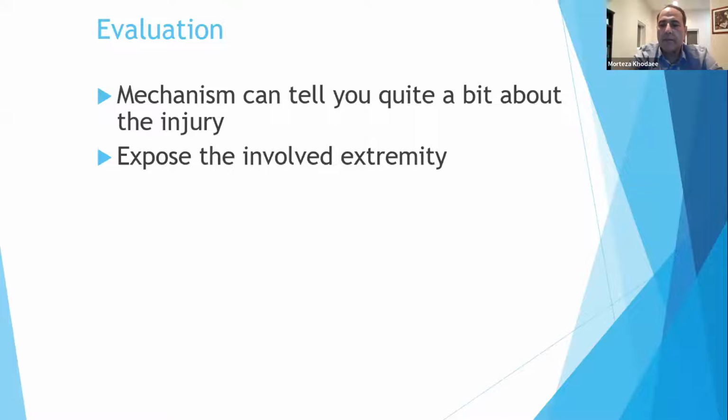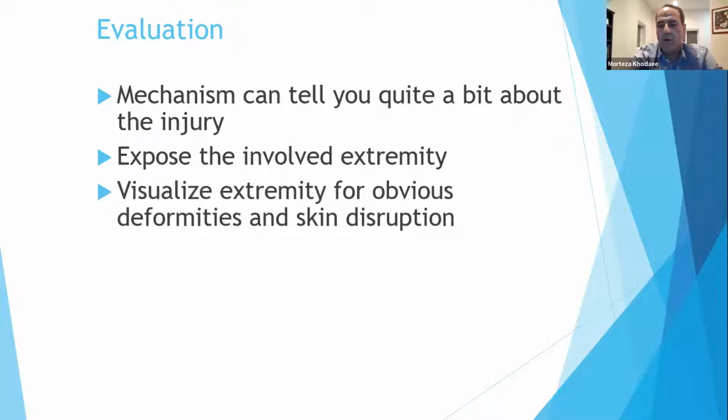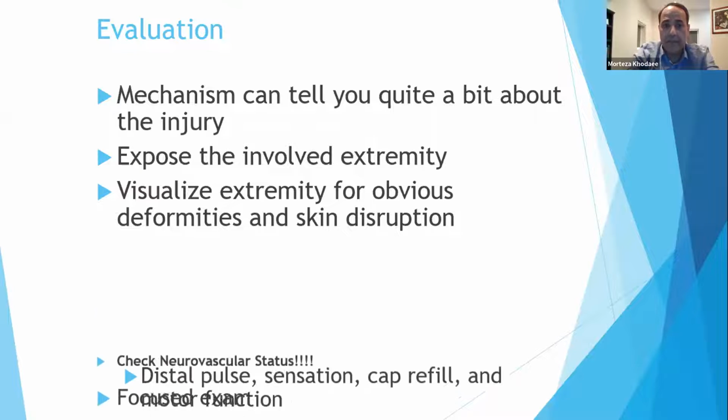Try to expose the part that is the problem. You need to cut the ski pants, whatever you need to do, to see the extremity completely. You cannot do your exam over football equipment. We are talking about something serious. Obviously if you have somebody with an ankle sprain, you're not going to cut all their clothing. This is mainly for something more serious that you're concerned about. And try to see if there are any skin disruptions or any deformity.